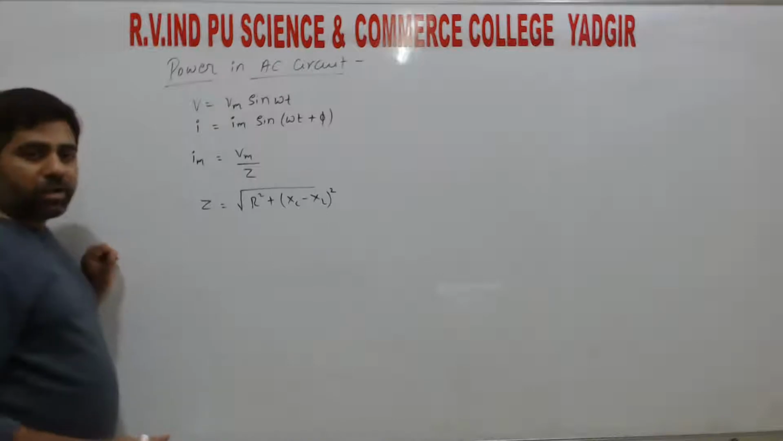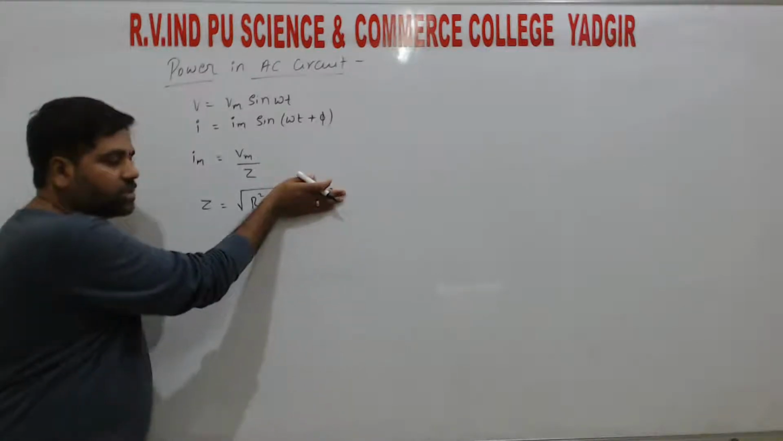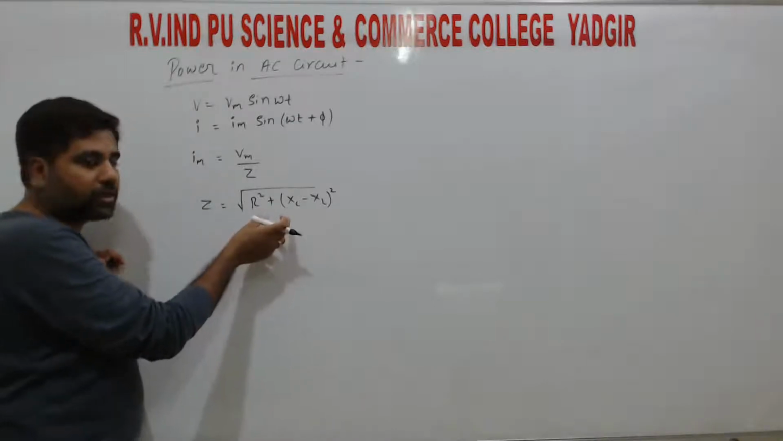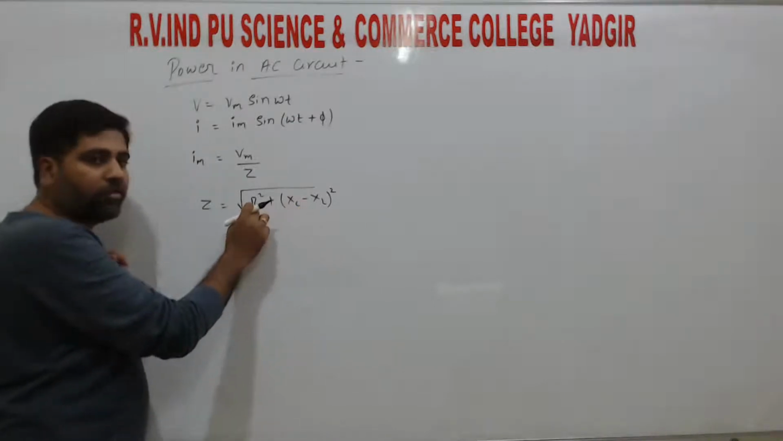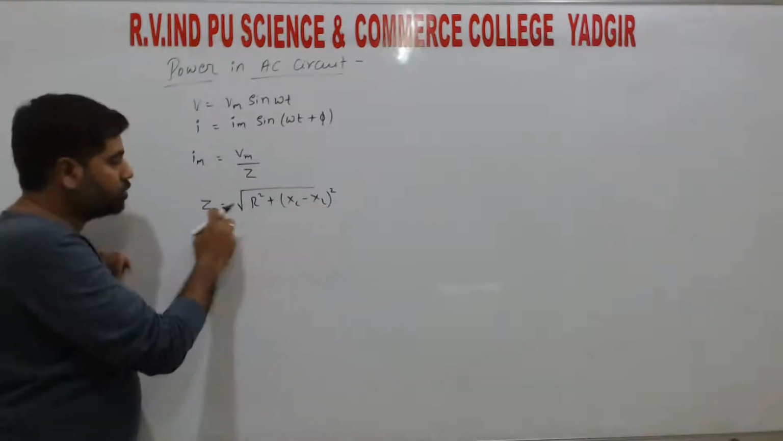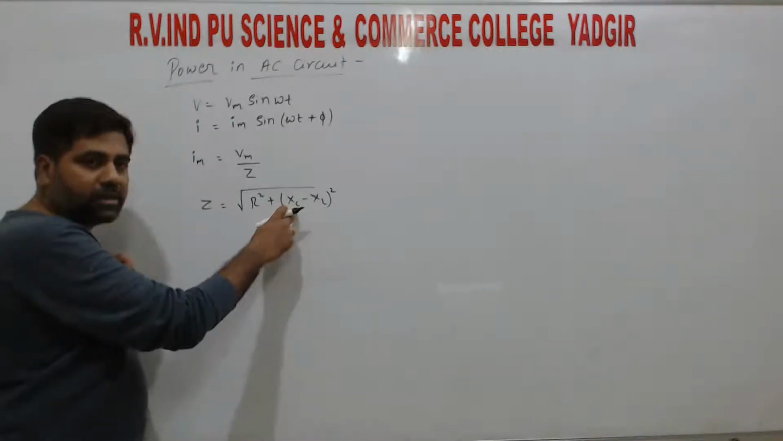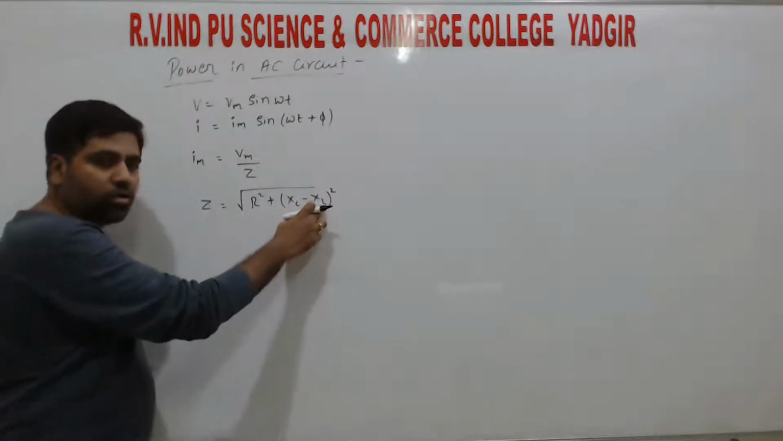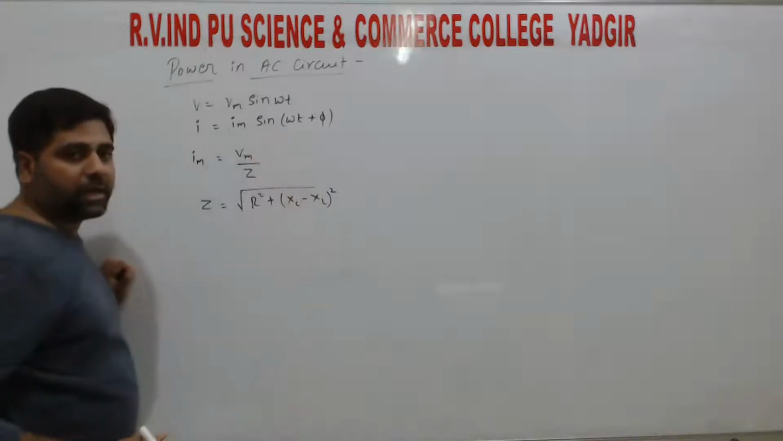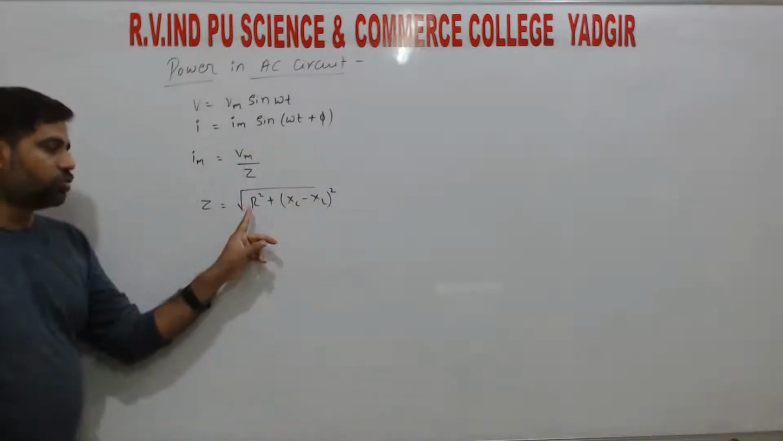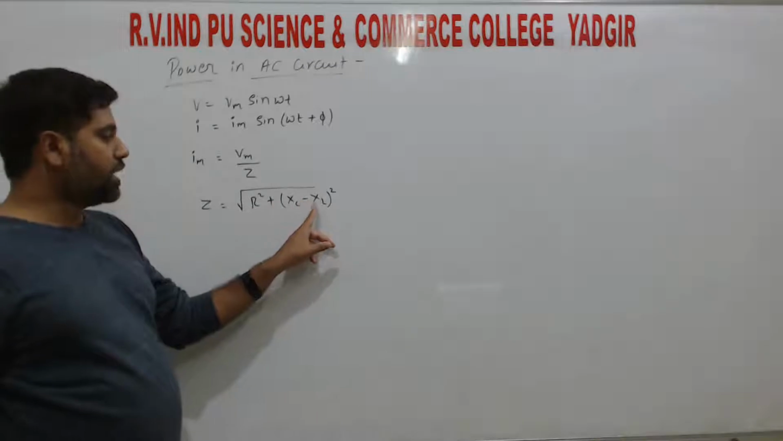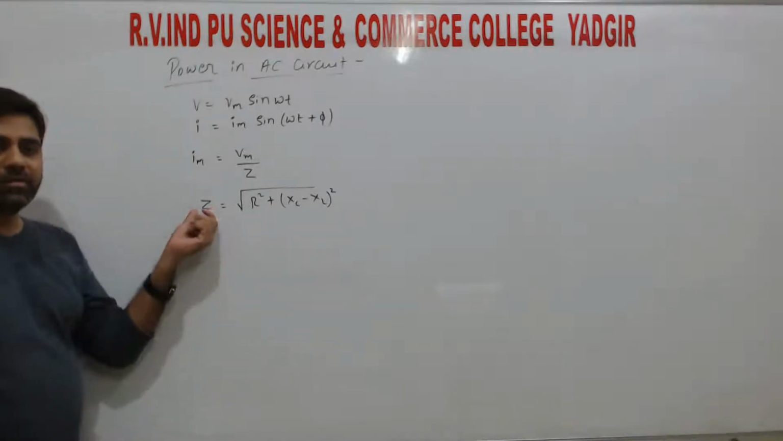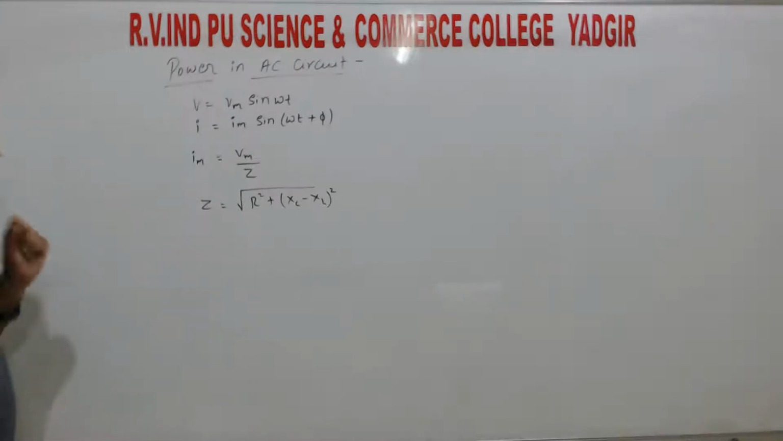If the circuit is only resistance, then this term is eliminated, so Z equals R, right? If the circuit is only the capacitor, there will be no R and XL, so Z equals Xc. If the circuit is only the inductor, then Z equals XL. If all the three are connected in the circuit, then Z equals the square root of R square plus Xc minus XL whole square. So this gives the impedance, nothing but the resistance in a series LCR circuit, right?